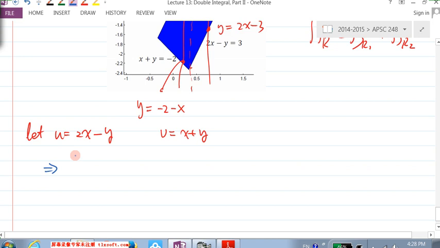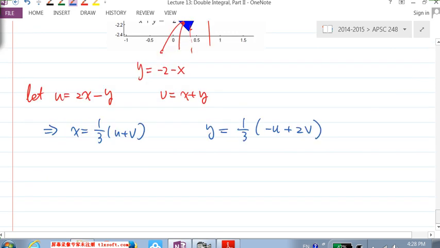And what does that give us for x in terms of u and v? You can very easily solve. You have u and v, solve for x and y in terms of u and v. Very simple. 2x minus y, x plus y. So this plus this gives you 3x. So x is 1/3 of u plus v. And y, you can solve as 1/3 of negative u plus 2v. Okay, that's a very simple linear system of equations.